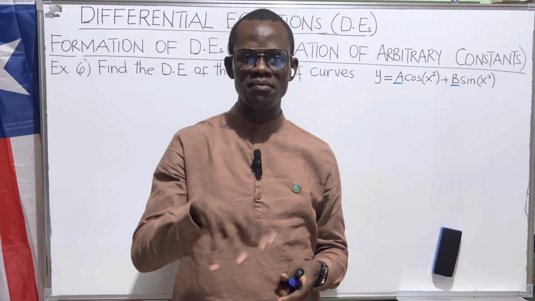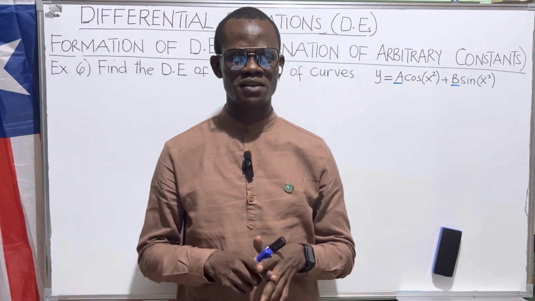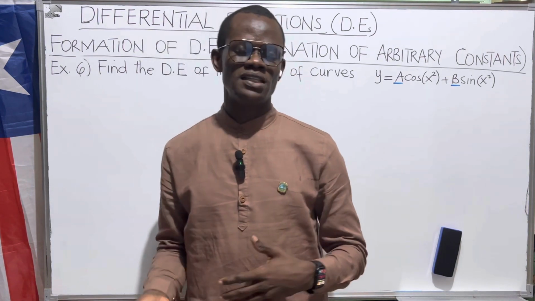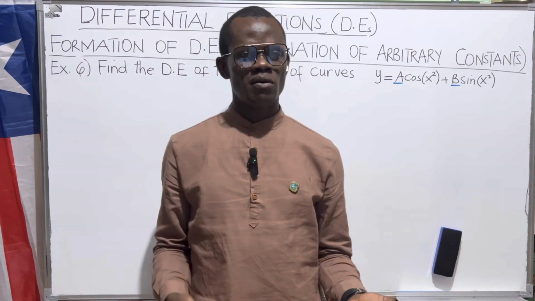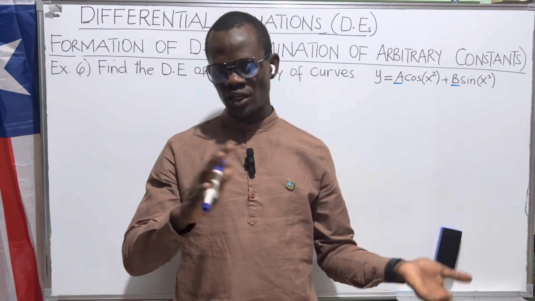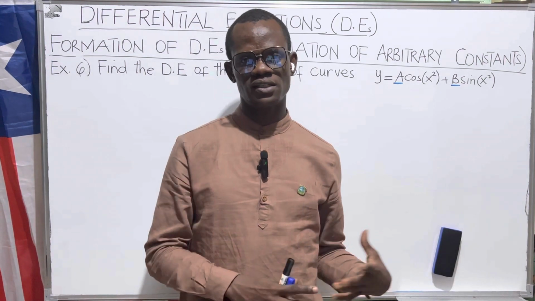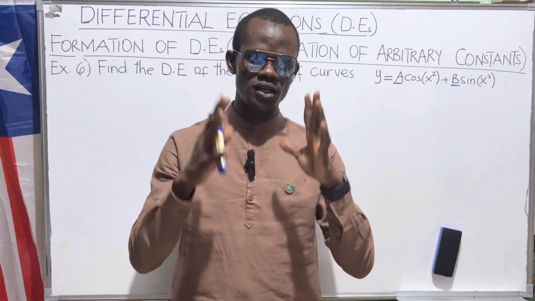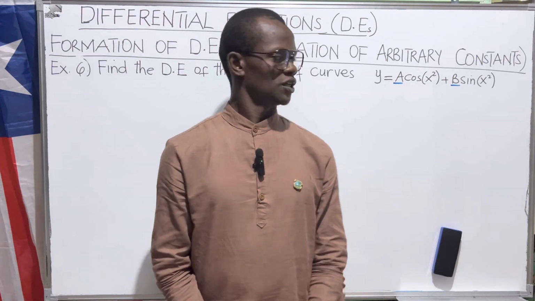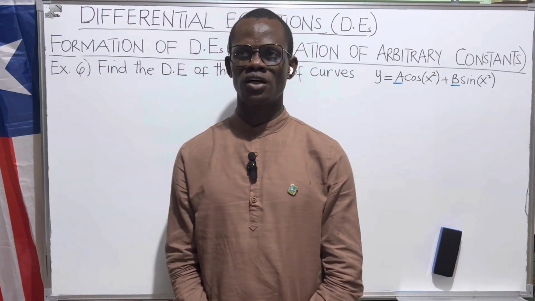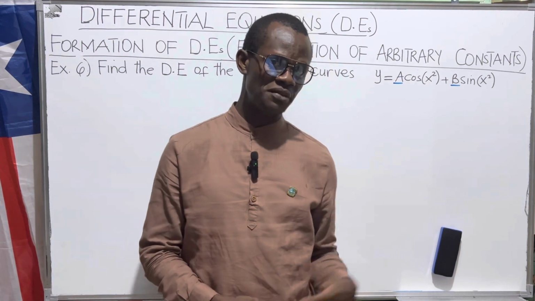After you have differentiated the required number of times, you must design means to eliminate the arbitrary constants. Sometimes it ends in simultaneous equations, and sometimes you can try to use matrices. Whatever way you think you can eliminate the arbitrary constants, do it very carefully. In this problem, we will use simultaneous equations to eliminate the arbitrary constants.